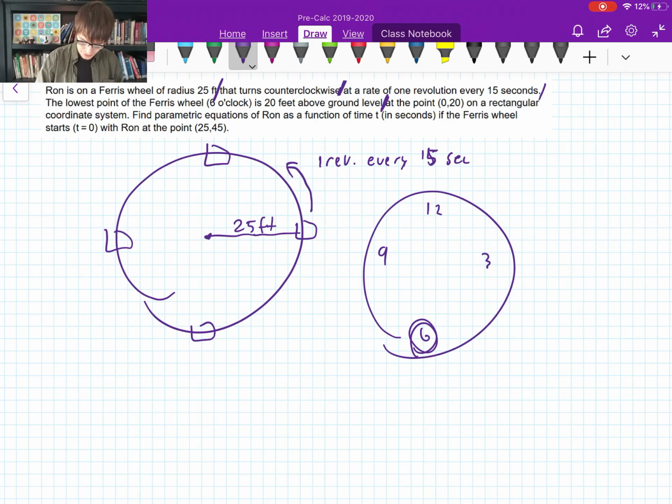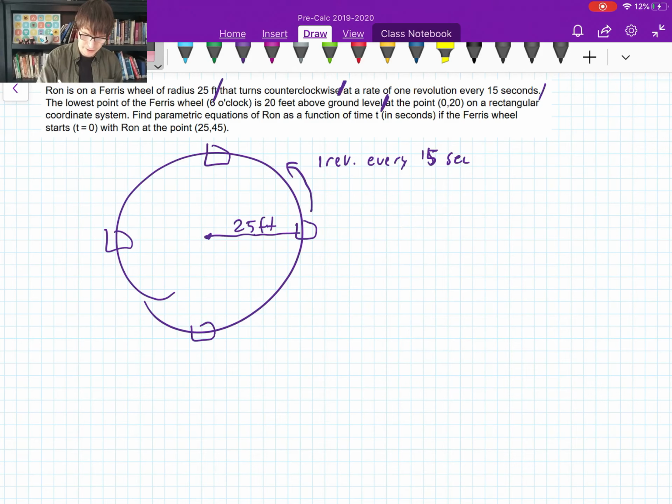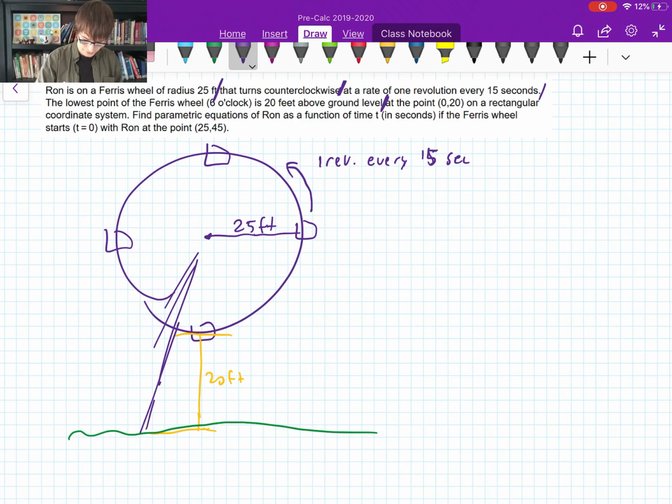Okay, so what that means is that this distance from here to here, from the ground, let's say this is the ground, let's make a little green ground level there, let's say that's 20 feet. Okay, and maybe we should just make some supports here just so it looks decent. Okay, that's our Ferris wheel. And it's 20 feet above ground.